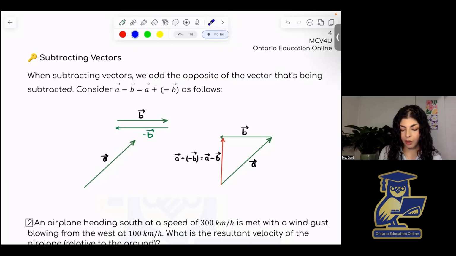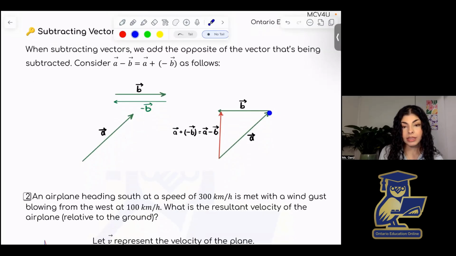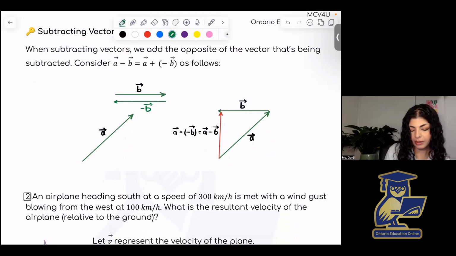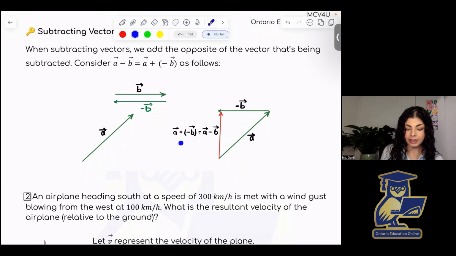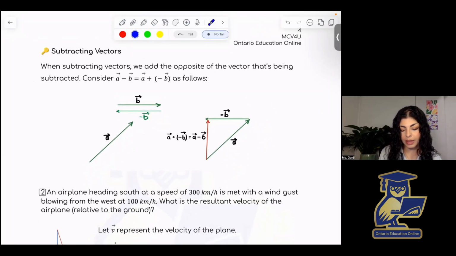So this is negative B. And that's exactly what we are seeing here. We start with A, but instead of going B on this side, because we're subtracting, we're going in the opposite direction. So this should actually be negative B there. And now the resultant, which is from the starting point to our end point here, is A minus B. And you would do the same process with the angles, depending on which angle you're given, you can use sine law or cosine law to determine the magnitude of A minus B.